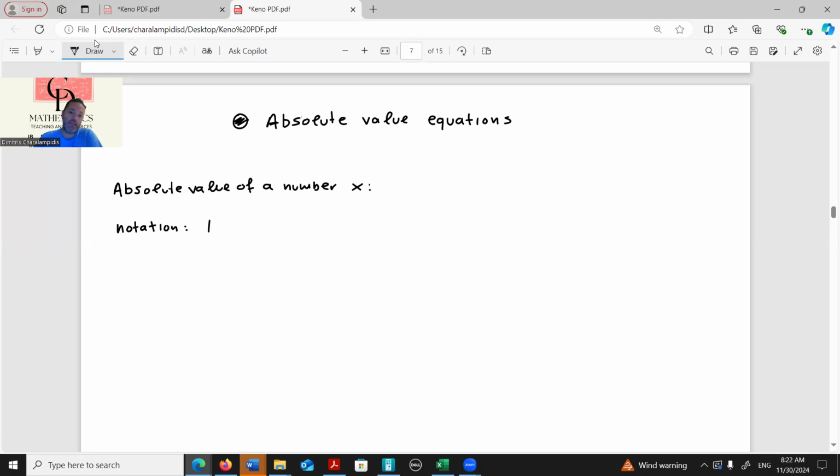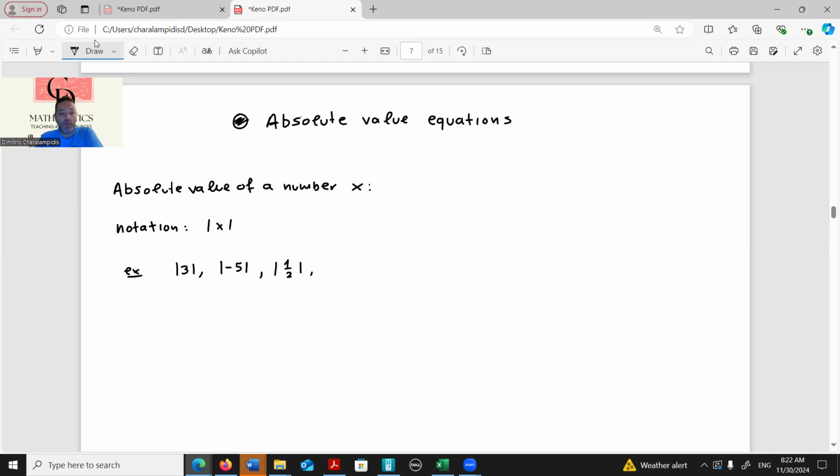by placing that number between two such perpendicular lines. For instance, the absolute value of 3 would be notated by this, the absolute value of -5 could be notated by that, the absolute value of 1/2 could be notated by that, and so on.